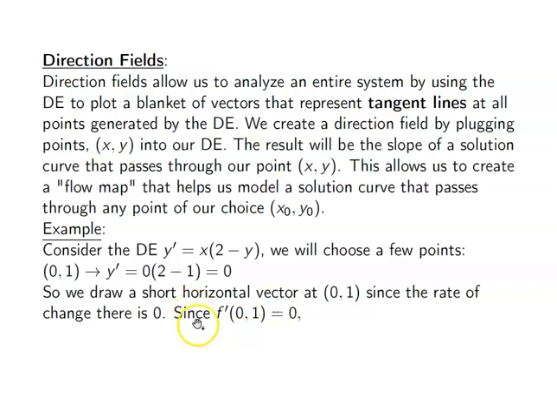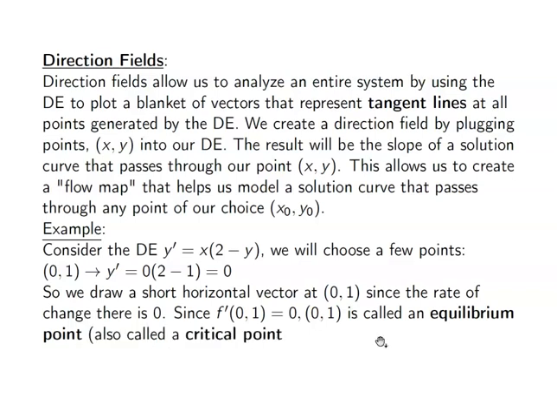All of these. So when I plug in 0, 1 into my derivative, I'm going to get out 0. Okay, tangent line is 0. So this is called an equilibrium point. If I plug in 0 and along this entire line, I get out 0, I call it an equilibrium, okay? Or also a critical point or a stability point.